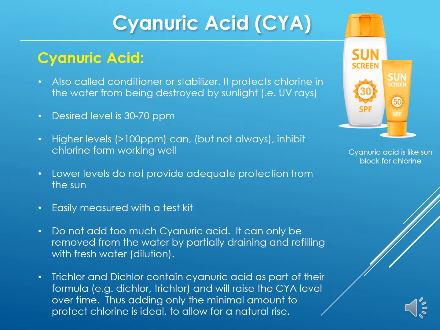Yet lower levels won't provide adequate protection from the sun. We've found at least 30 parts per million is required to keep sun from degrading the chlorine. It's easily measured with a test kit or at your pool professional testing station. Don't add too much cyanuric acid to the pool. The problem is it can only be removed from the water by partially draining and refilling with fresh water. So we don't want to overdo it.